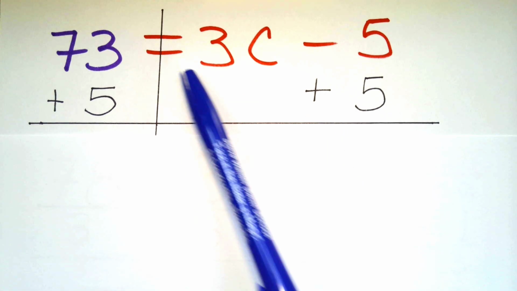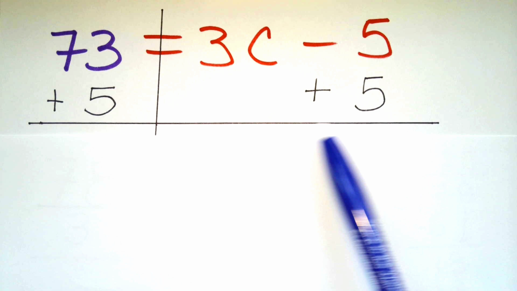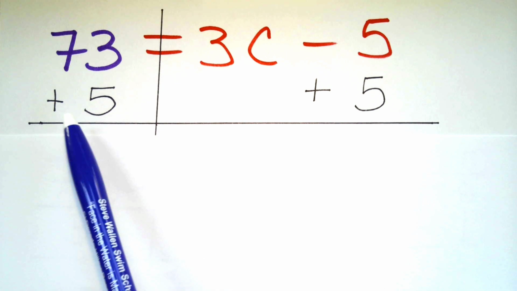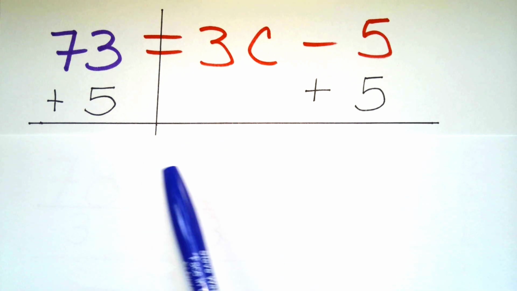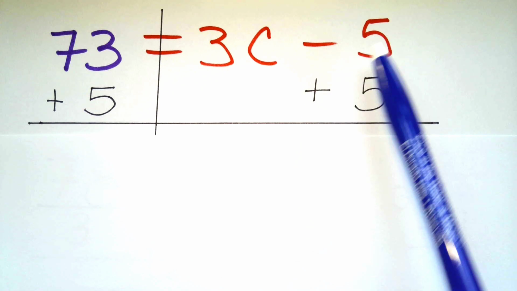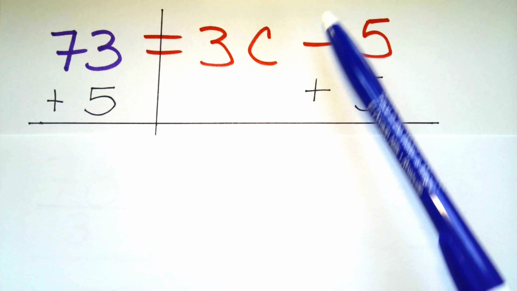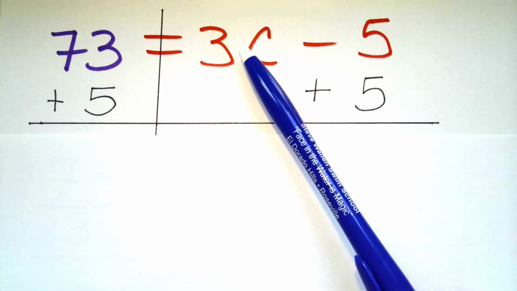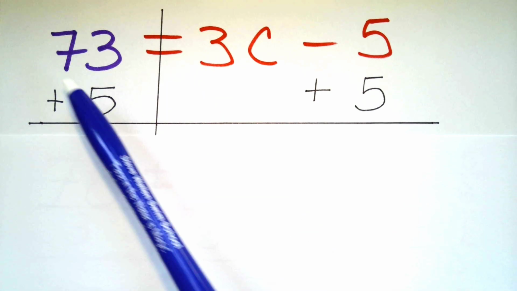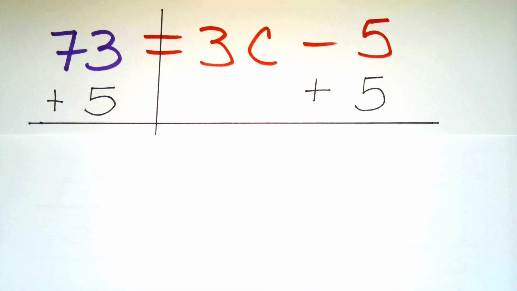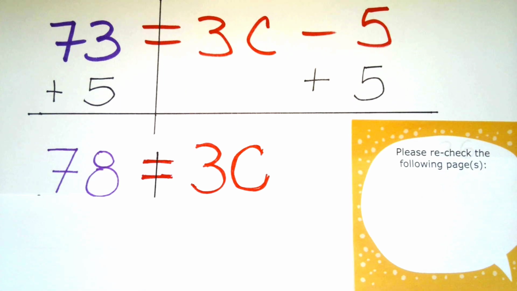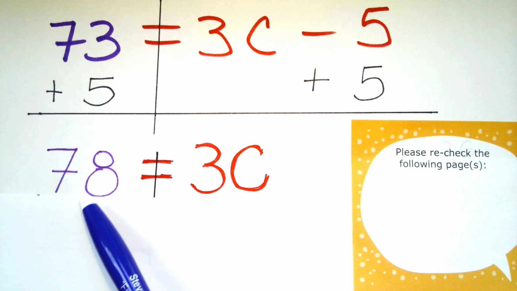The opposite of a negative 5 would be, if you said add 5 or a positive 5, you're absolutely correct. But what I do to one side of the equal sign, I have to do to the other side. Got to balance my equation. So a negative 5 plus a positive 5 is 0. It cancels out. I'm left with 3C equals 73 plus 5. All right, so 73 plus 5 is 78.